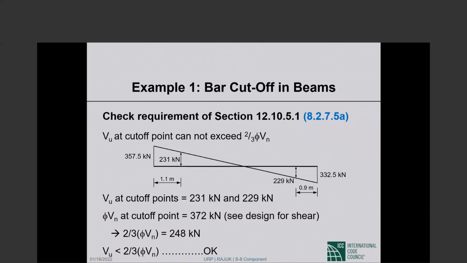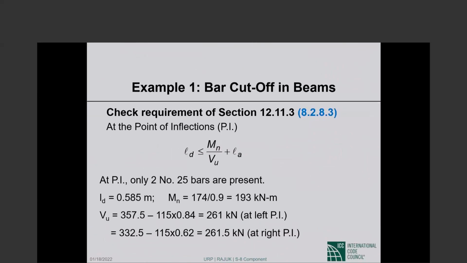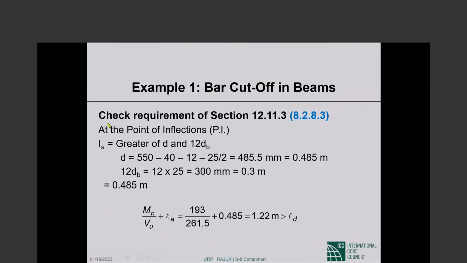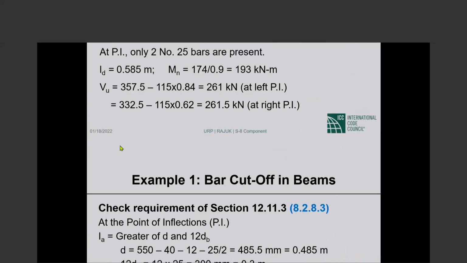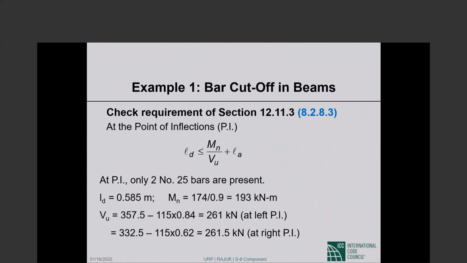Anyway, let us take, you can check back. I'm sure that this statement can be verified because it is getting late. So at the point of inflection, only two number 25 bars are present. L sub D was calculated as 585 millimeters. M sub N is 193 kilonewton meters. This is the 174 divided by 0.9.